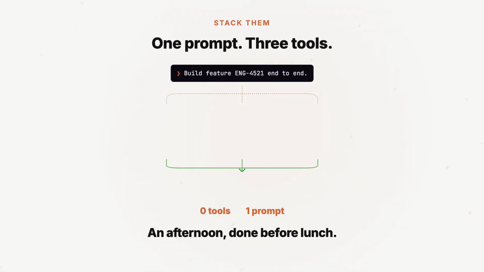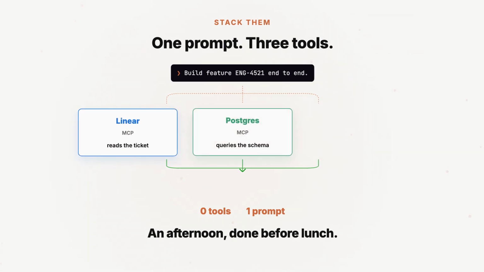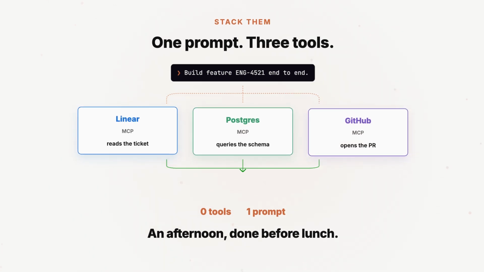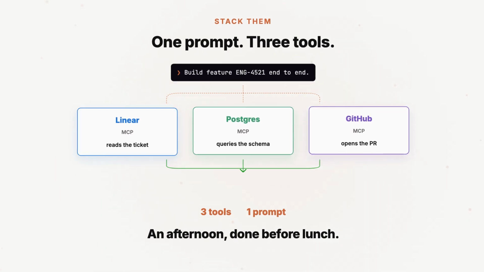And here is the bit that flipped it for me. You can stack these. Add Linear. Add GitHub. Add your Postgres MCP. Now, one prompt does the whole loop.